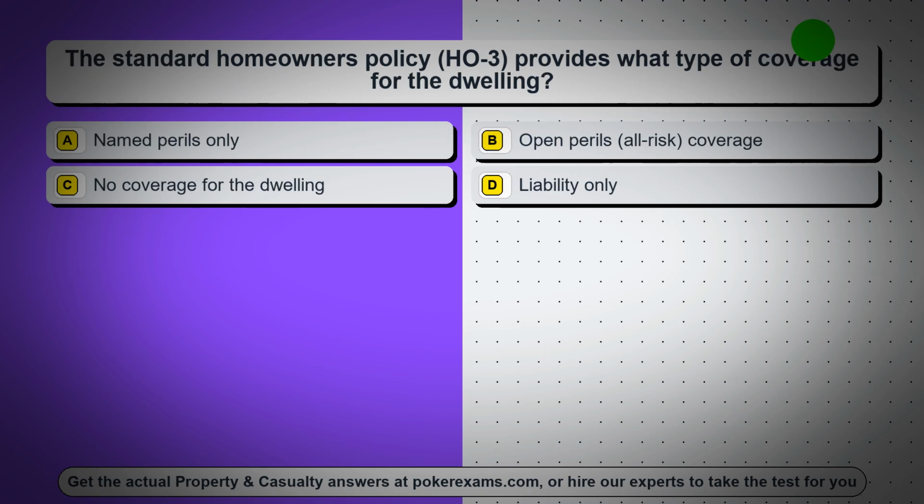Question 89. The standard homeowner's policy, HO3, provides what type of coverage for the dwelling?